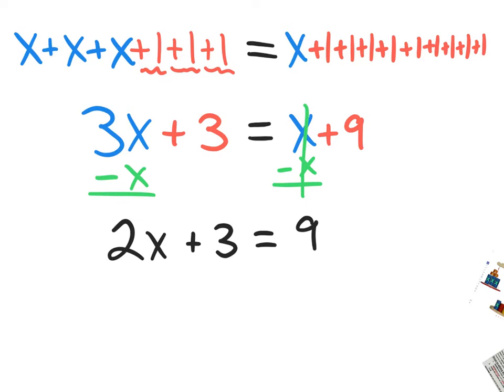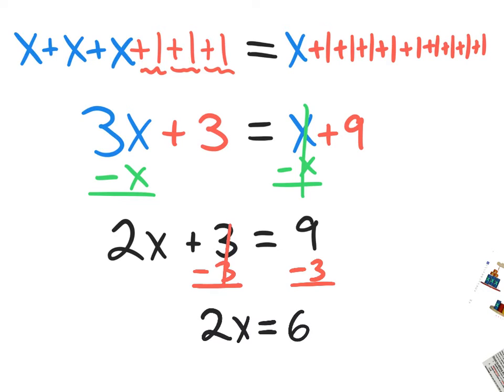How do you get rid of something? You do the opposite, right? So what's the opposite of plus 3? Minus 3. And what you do to one side, you do to the other side to maintain the balance. What do I have left? I have a 2x left on the left side of the equal sign, and on the right side I have 9 take away 3, which is 6.